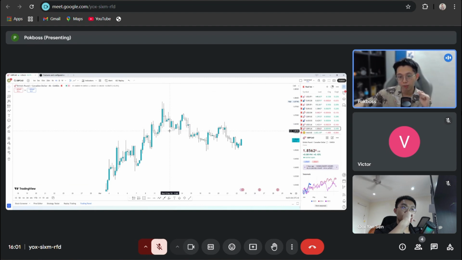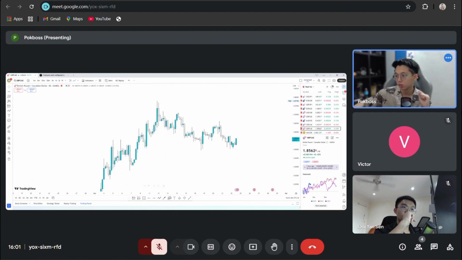Market will have a probability to go down. Why do I say this? You see, here is the resistance zone. Price broke out, tested it, and formed a bullish engulfing candle. So we know that after this candle forms, there is a high probability it will go up. Yeah, it went up already.